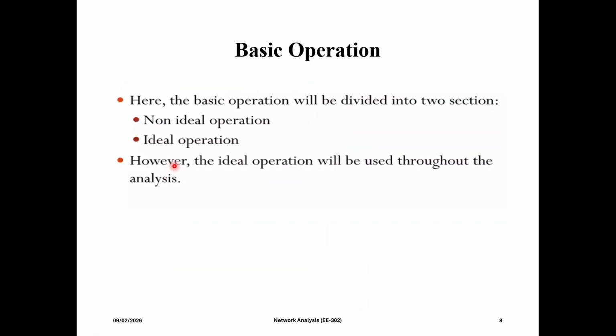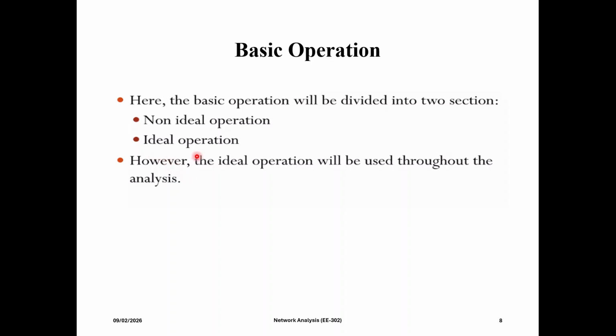So now we move to the basic operation of the operational amplifier. Understanding how the amplifier works is essential for analyzing any operational amplifier circuit. So we will split it into two sections: non-ideal operation and ideal operation. Non-ideal operation reflects the real physical amplifier with real world limits, and ideal operation is a simplified model we can use for more circuit analysis. Okay, so the ideal operation will be used throughout the analysis.